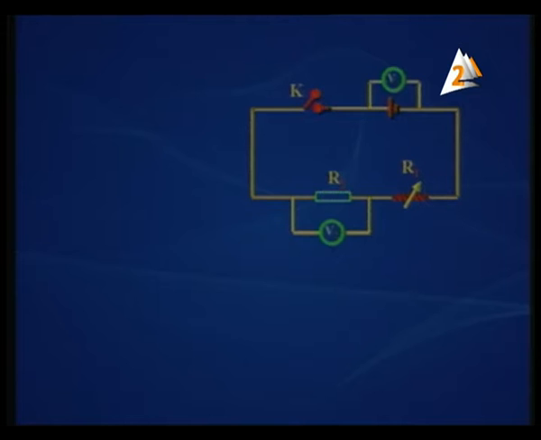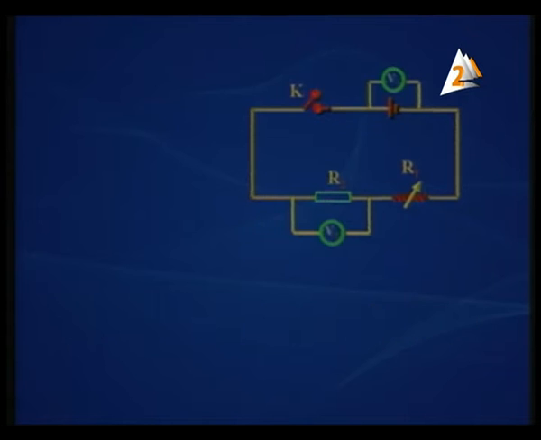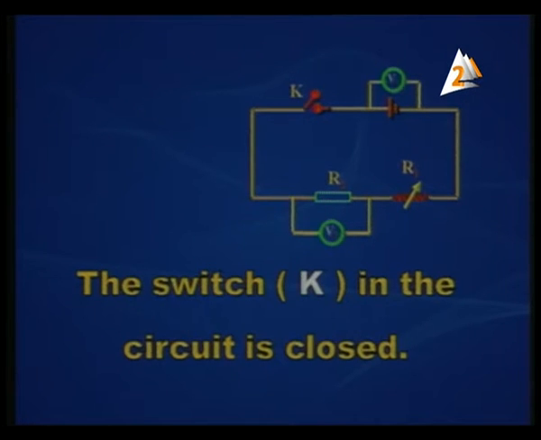In the circuit in front of you, what happens when the key is closed? First of all, when the key is open, the voltmeter across the battery reads V battery, so it is maximum right now. But the voltmeter across R2 reads 0. V1 decreases when we close the switch, but V2 will get a value, so it will increase.